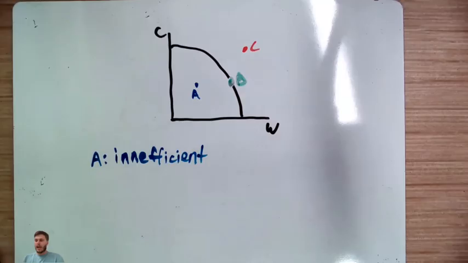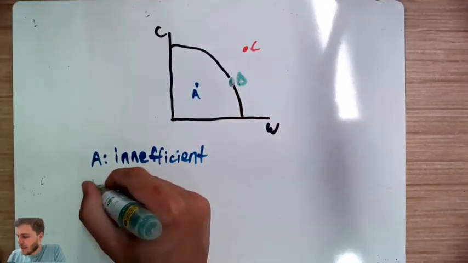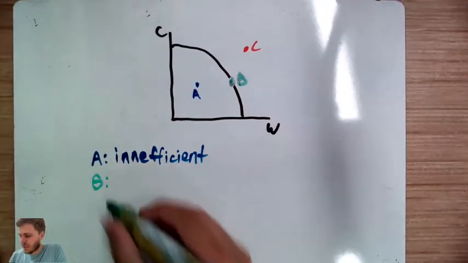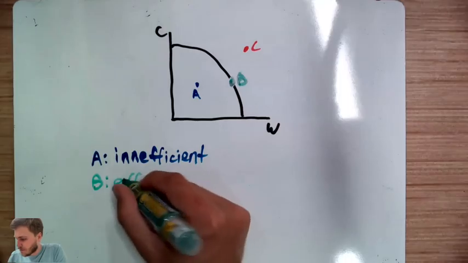All right. And why is that? Because we could produce more of either one. We could produce more pears, we can produce more wheat, and we would be better off for that. Part B here, we would say is efficient.